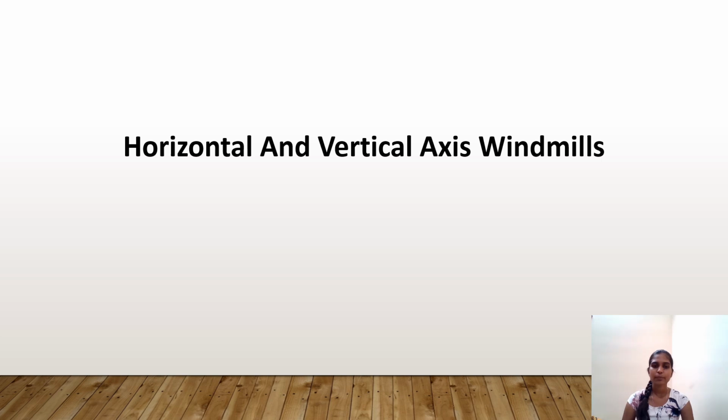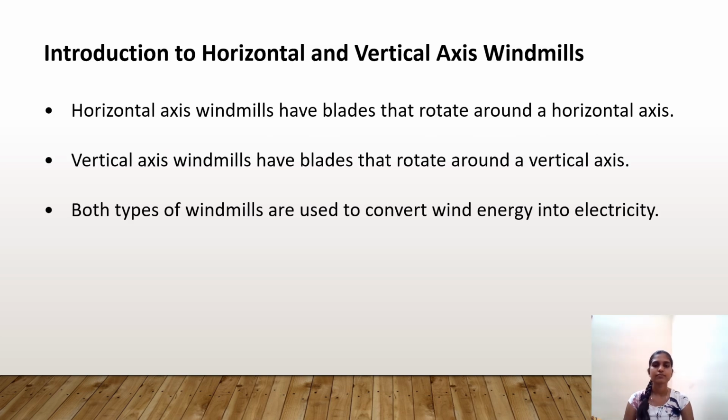Today we are discussing horizontal and vertical axis windmills. Introduction to horizontal and vertical axis windmills. Horizontal axis windmills have blades that rotate around a horizontal axis, and vertical axis windmills have blades that rotate around a vertical axis. Both types of windmills are used to convert wind energy into electrical energy.